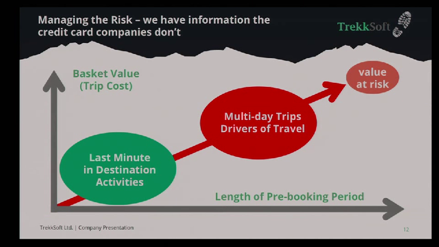How can we do this? Well, we're a Swiss company, and the best thing about a Swiss CFO is he'd rather lose a limb than lose money. Plus, we know some information the credit card companies don't. We know the date of departure. We calculate our value at risk by the basket value and the length of the pre-booking period. In the industry drivers, the multi-day tours, the ski trips, the safaris, they're booked far in advance and they're expensive, which leaves us with a very high value at risk.